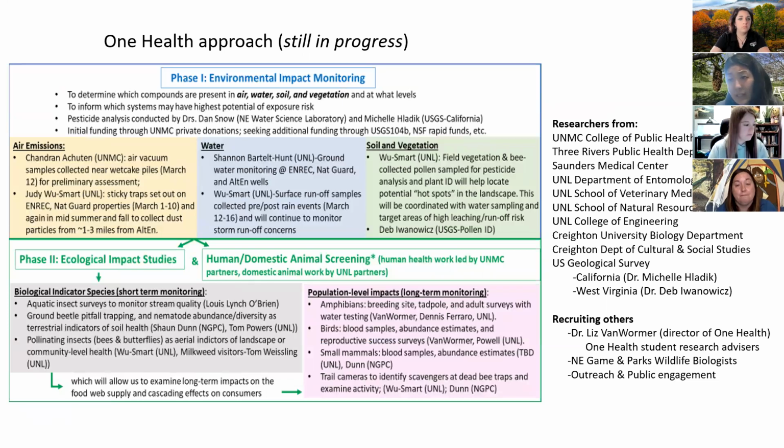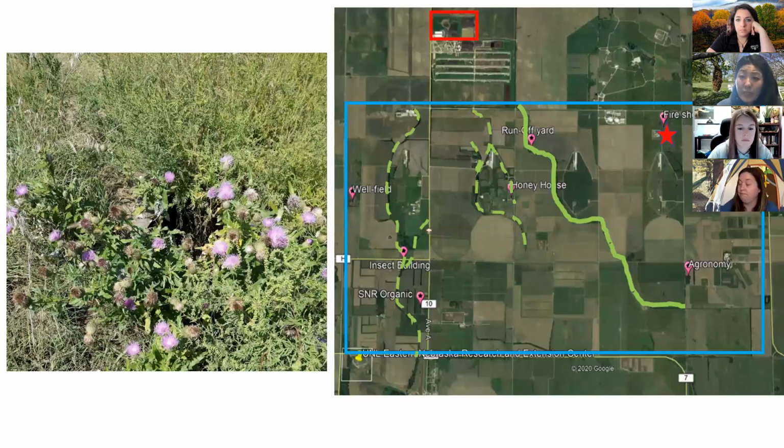And in order for us to answer who's at risk and who's going to be in harm's way, we first have to determine where the exposures are. Is it in the air, the water, the soil, the vegetation, where and what levels and when, before we can answer all of these other ecological impacts questions, as well as human health questions. So that's the route that we're taking.